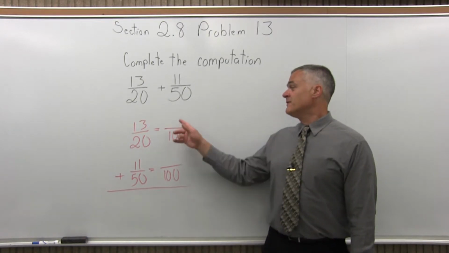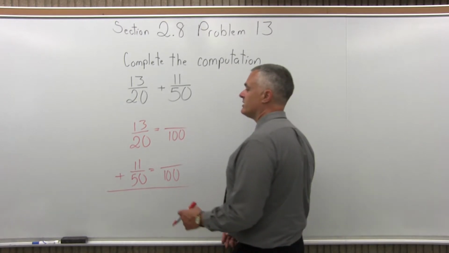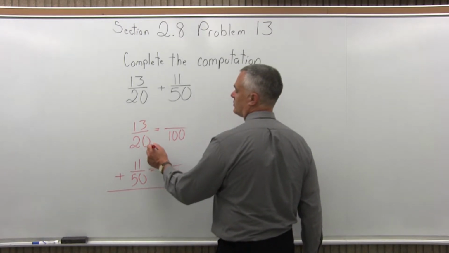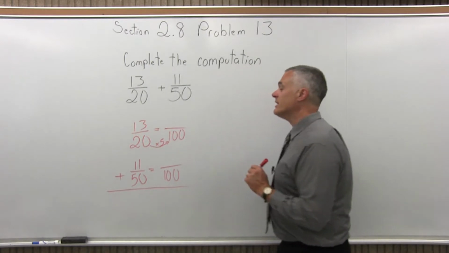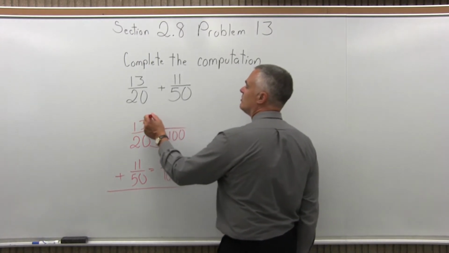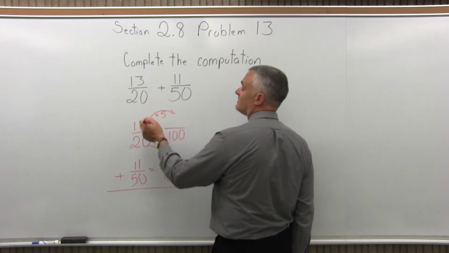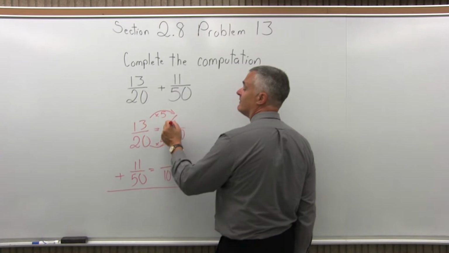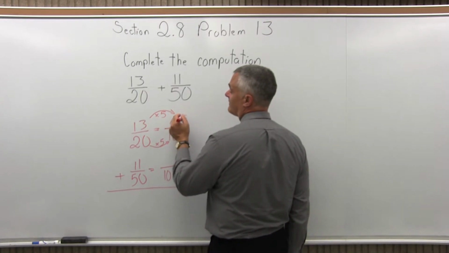Now, let me fill in the numerators for those fractions that will keep them equivalent. So if I look at the upper fraction with a denominator of 20, 20 times some value turned into a 100. That some value must be a 5. 20 times 5 is 100. So the numerator is multiplied times that same value, in this case times 5. 13 times 5. Now, I know that should be 65.